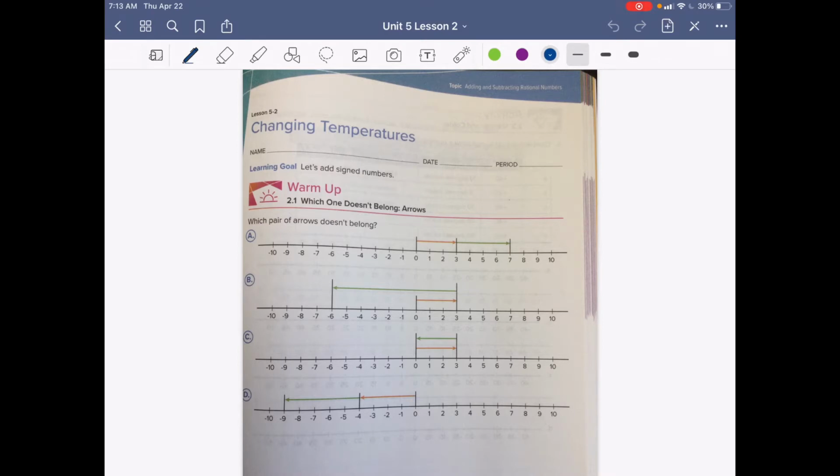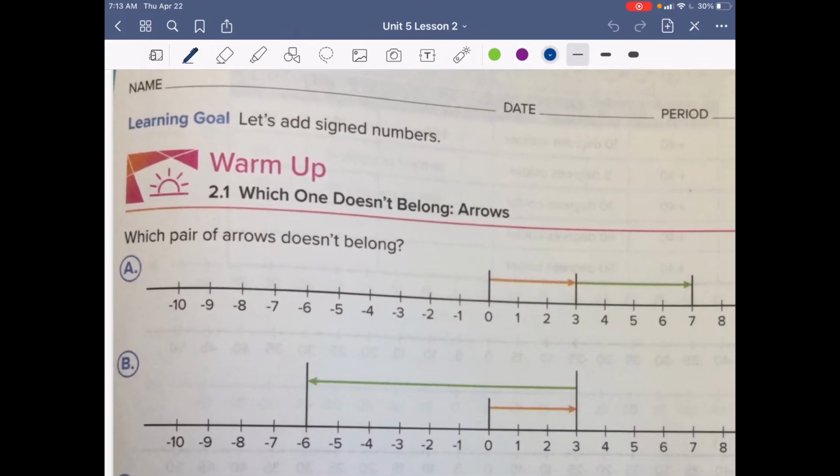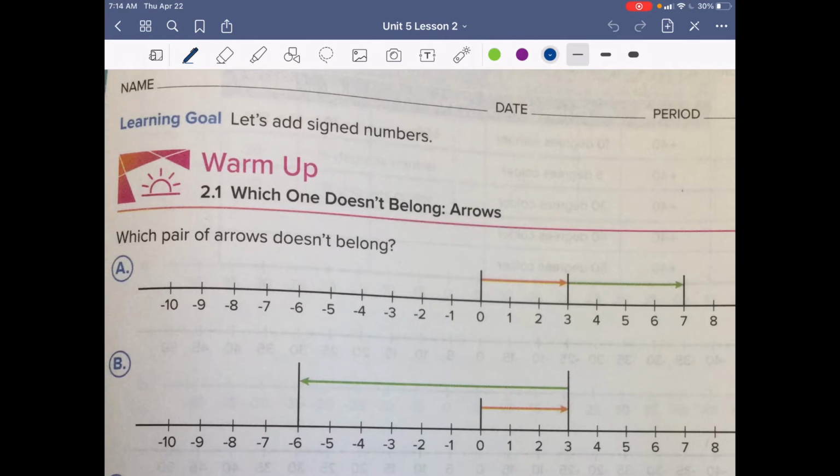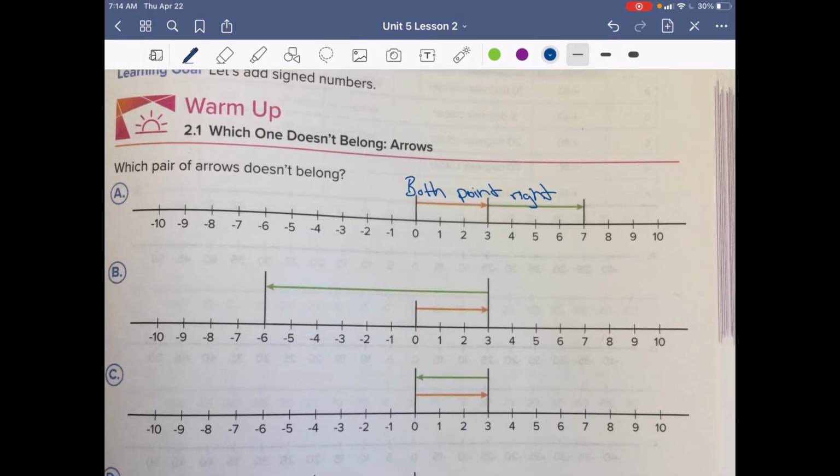Welcome back. So, a couple of things that you could have said is this first one doesn't belong because it's the only one where both arrows are pointing right. But you also could have said it was the second one because this is the only one where the arrows point in opposite directions and are different lengths.